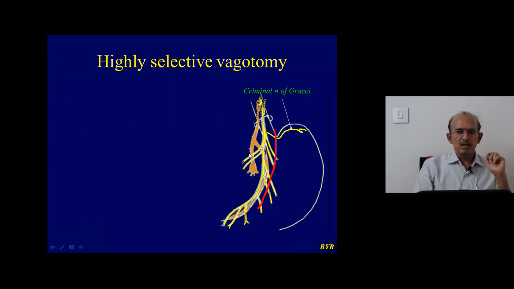Then the third procedure is called the highly selective vagotomy. Now we have seen that the vagus nerve becomes the nerve of Latarjet. The nerve of Latarjet gives off branches to the body and fundus, and it ends by 3 terminal branches in the pyloric antrum. In the physiology of the stomach, we have learned that the stomach has 2 parts physiologically.